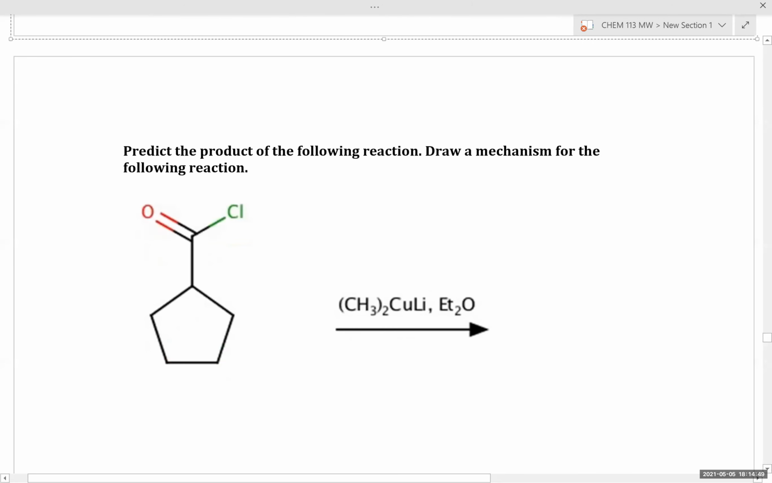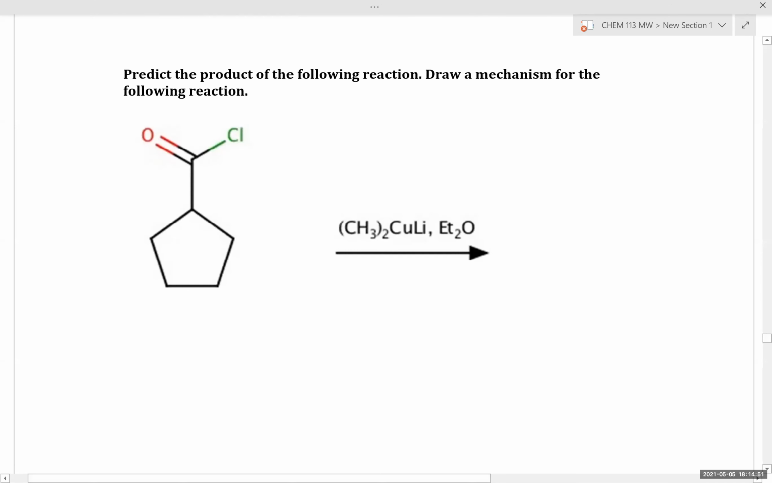And let's try to apply what we've learned to the following example. So we have this cyclopentane carboxylate derived acyl chloride, and we're reacting it with lithium dimethyl cuprate. What products would we observe, and what is the mechanism for this reaction?